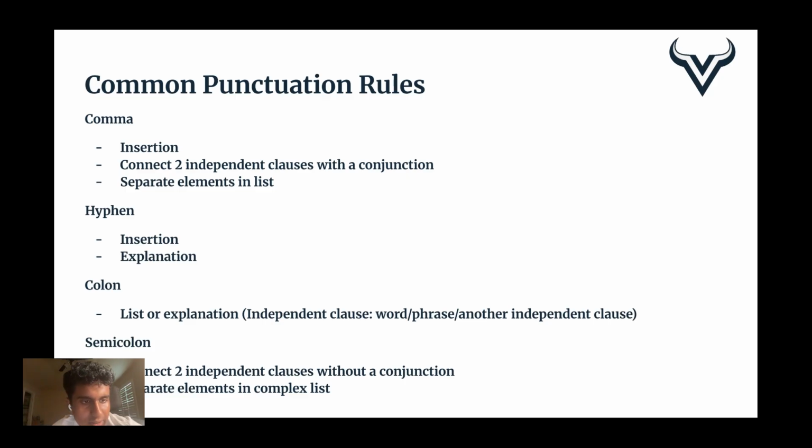And then lastly, you have the semicolon. So the semicolon connects two independent clauses without a conjunction, and you separate elements in a complex list. A complex list is basically where you have multiple lists inside a list. So you're using commas for the inner list, and then you're using semicolons for the outer ones.